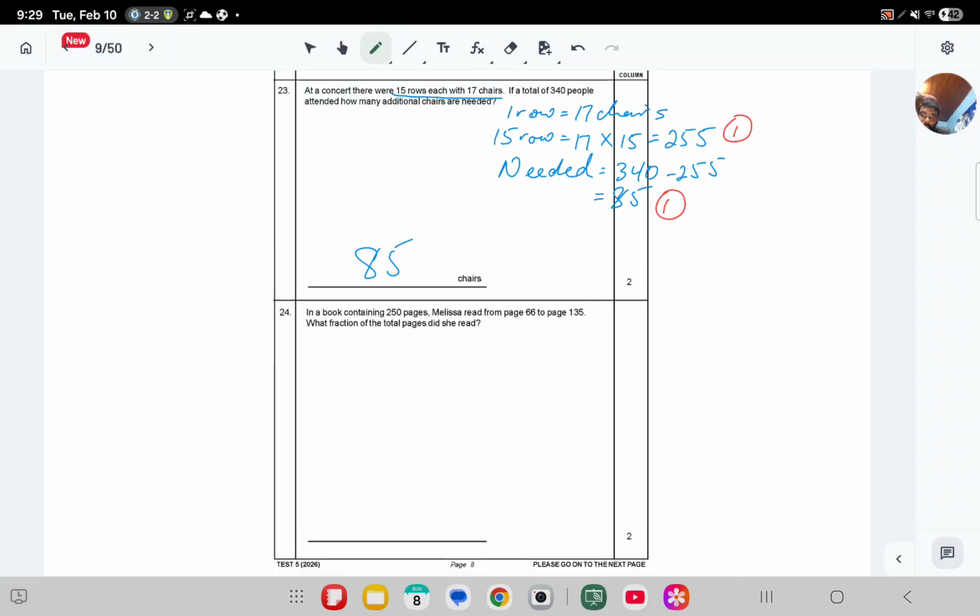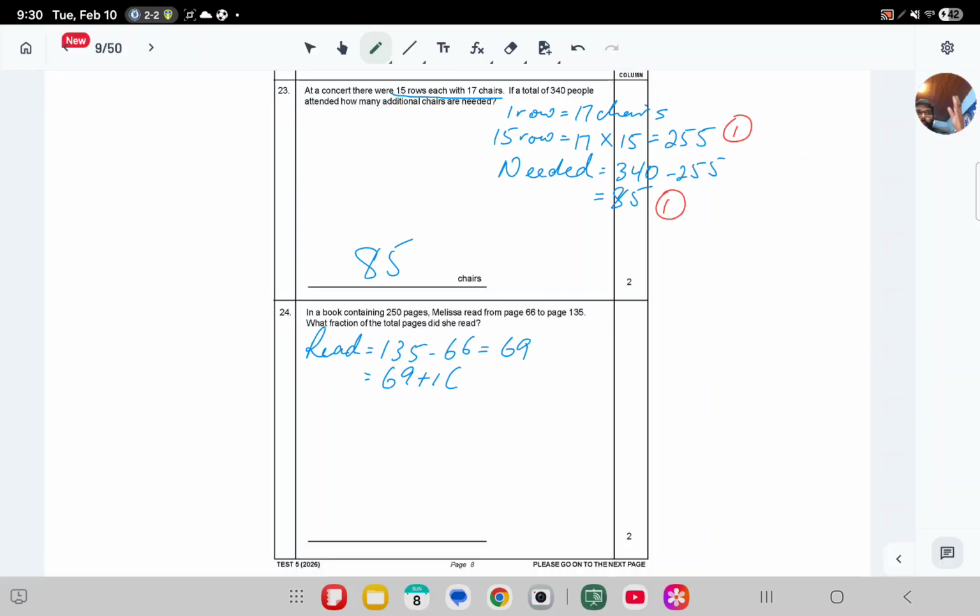In a book containing 250 pages, Melissa read from page 66 to page 135. What fraction of the total pages did she read? So first we need to find out the number of pages she read. Alright, so to find out the number of pages read, it would be 135 take away 66, which will equal to 69. But with the 69 now, we need to add 1, because that is the page she started on.